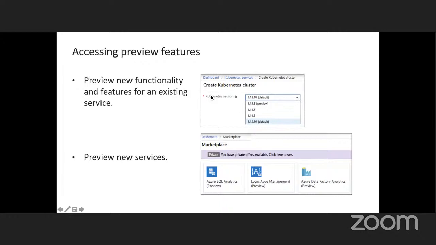So accessing preview features, right? Preview new functionality and features for an existing service, and preview new services. So although you may be using the Azure service in production, the preview feature or functionality may not yet be ready for production deployments. So make sure you're aware of any limitations around its use before deploying to production. Okay, so that's something that you guys or someone that is developing need to consider. Probably that preview feature is not ready for production yet. Okay, so it's only intended for development and non-production environments.